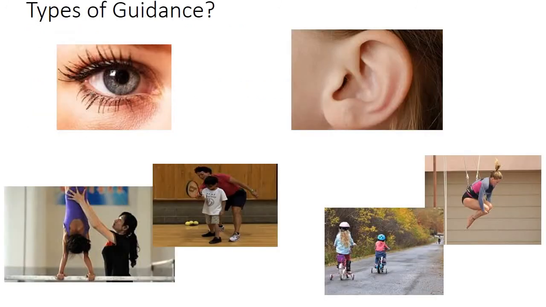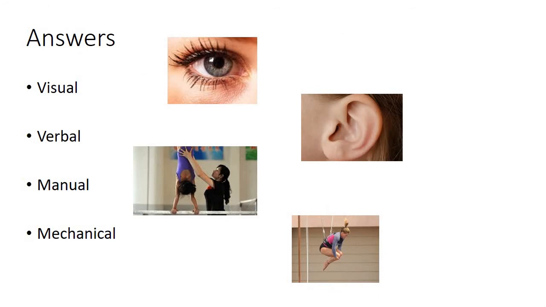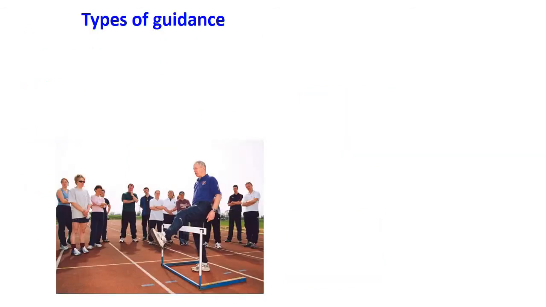As I mentioned, 4 types of guidance. Hopefully you can have a look at that picture and identify the 4 different types of guidance we're going to talk about. The pictures are designed to be clues. So, hopefully you came out with the following answers: visual guidance, verbal guidance, manual guidance, and mechanical guidance. We're going to talk about those different 4 types of guidance in more detail and look at the advantages and disadvantages of those, and when they would be most suited, what type of learner and what type of skill they would be most suited to.